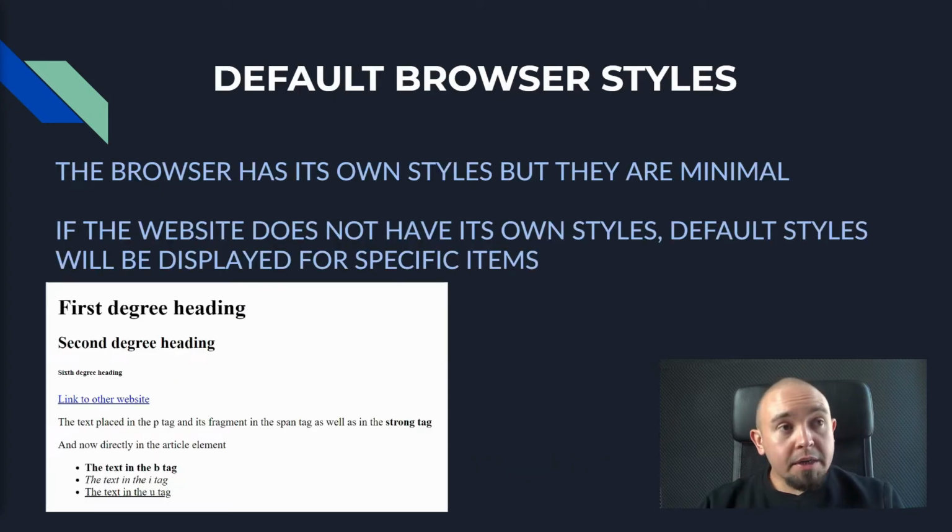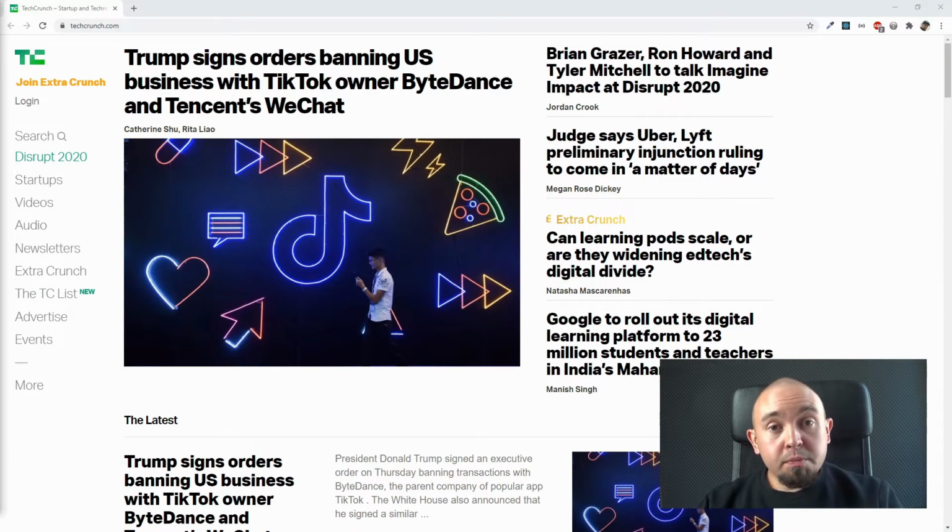You probably already know this, but I want to mention that the browser has its own styles, but they are minimal. If the website does not have its own styles, default styles will be displayed for specific items. Our custom styles override the default styles given by the browser, and that is happening thanks to cascading. I showed you before how the website with CSS looked. Now I want to show you that on a live example.